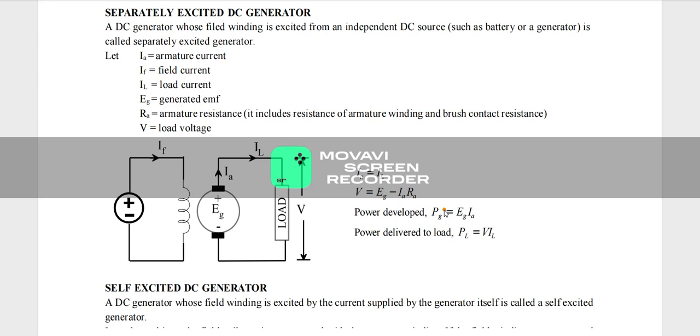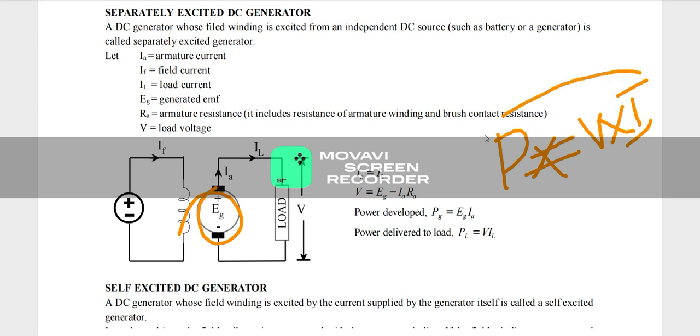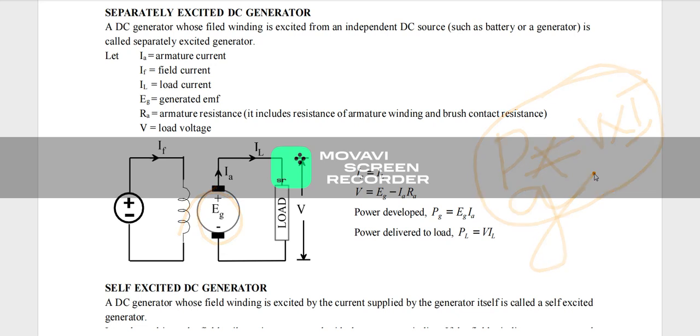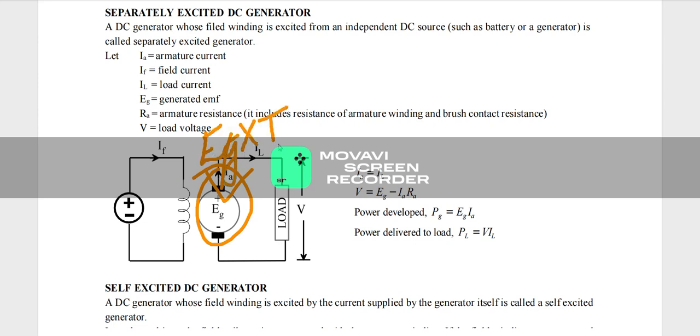Then power developed in the armature. This is our armature. The power developed will be, as we already know, power is the multiplication of voltage into current, right? So in the armature, that is PA, or PG, power generated in the armature, we will be taking the EMF generated in the armature multiplied by the armature current. So this is the power generated. Multiplying the generated EMF with armature current, EG into IA, that will be our power generated in the armature or power developed.